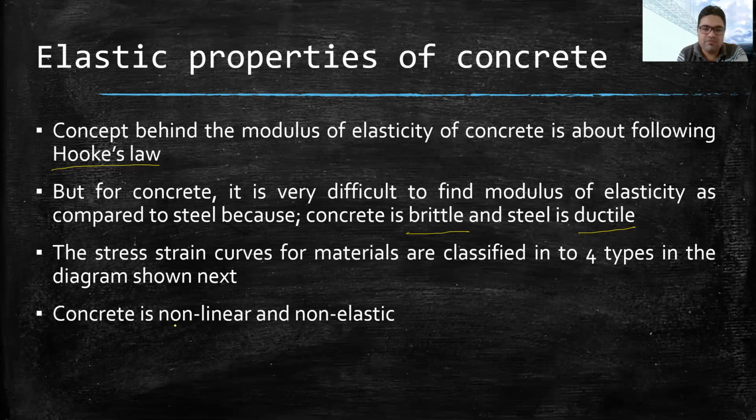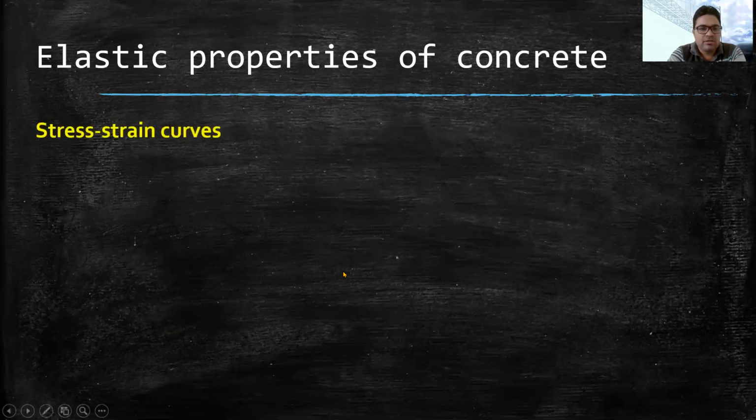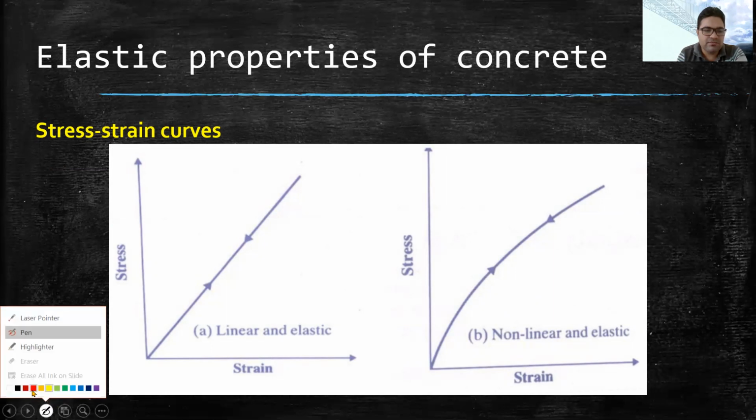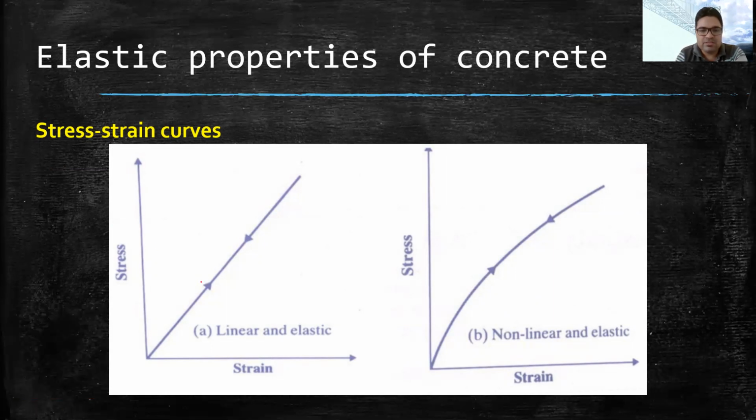Well, if we define the elasticity of concrete, we will say that concrete is non-linear and it is non-elastic. Concrete is not elastic. Also, it doesn't behave linearly. We will see that through the stress strain curve. But before that, we will see the stress strain curves of different materials. For example, if we look at the first curve, it shows the stress strain behavior of the material, and this curve is termed as linear and also elastic.